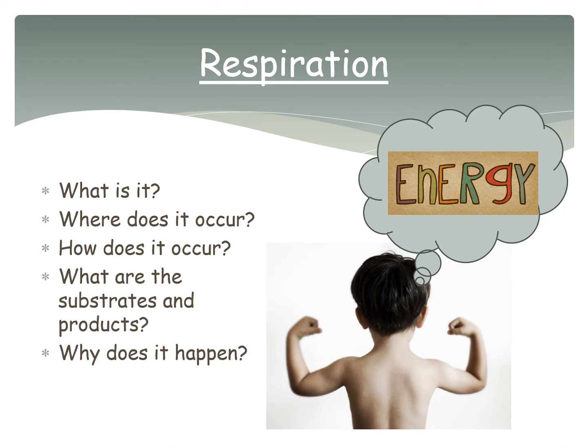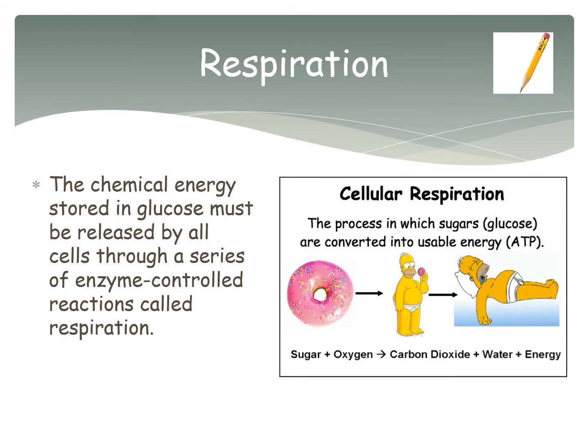So in this video tutorial we're going to learn what respiration is, where it occurs, how it occurs, what the substrates are, so the beginning, and what the products are, so what is given at the end, and why it happens. You need to make a note of this and you need to know it: the chemical energy stored in glucose must be released by a cell through a series of enzyme-controlled reactions called respiration. You need to say this over and over again, or write it over and over again.